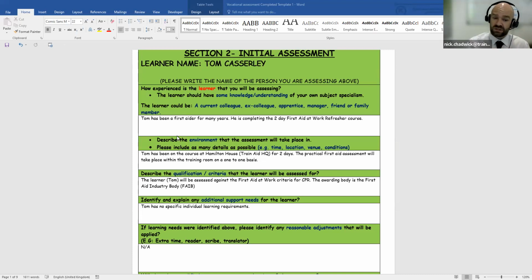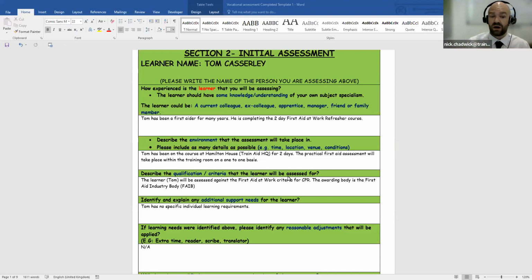You also need to include the qualification or criteria that the learner will be assessed for. So please include any standards that you are going to be using. So as we know, for an assessment to take place, you need to use some type of standards or criteria in order to make a judgment on your learner's performance. So by using a set of rules, a set of standards or criteria, then this is going to be fantastic in terms of your assessments.